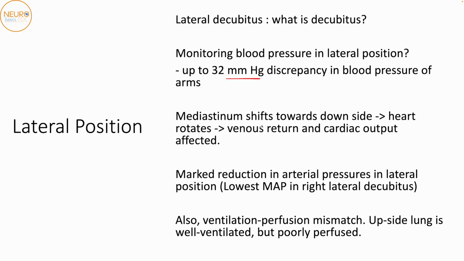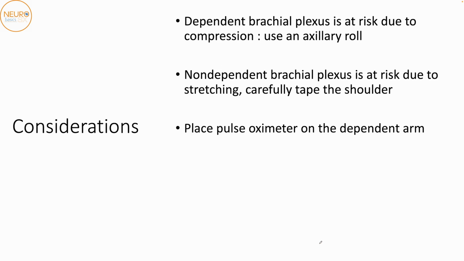Other problems that can arise are that when you shift a patient to lateral position, the mediastinum is going to shift towards the downward side, which will cause the heart to rotate. This will decrease the venous return and decrease the cardiac output. The lowest cardiac output and the lowest MAP would arise in the right lateral decubitus. Apart from that, there also will be some amount of ventilation perfusion mismatch. The upside lung will be well ventilated, but the downside lung will not be. But the upside lung is well ventilated but still poorly perfused. So there is some ventilation perfusion mismatch which happens with lateral positions.